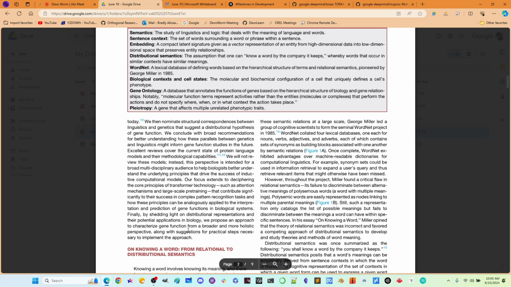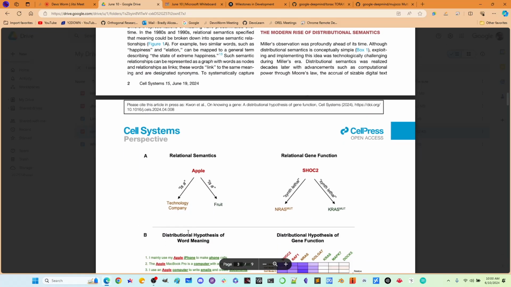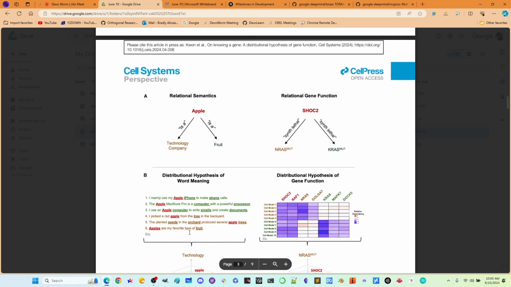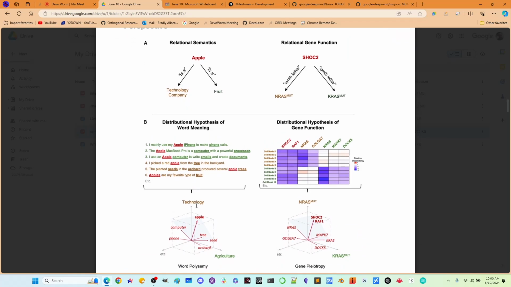So, I guess, going through this paper, I think this is a perspectives article, so I don't think there's any real data analysis here, but it does show you how this works.